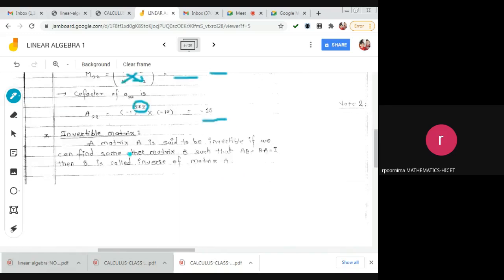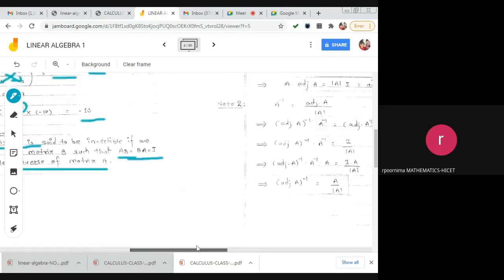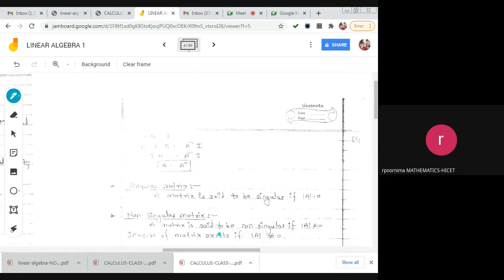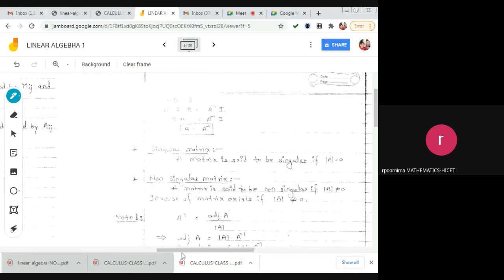Then the invertible matrix. A matrix A is said to be invertible if we can find some other matrix B such that AB equal to BA is equal to I. Then B is called the inverse of matrix A. So B is equal to A inverse. You just multiply with your identity and you will be getting it.